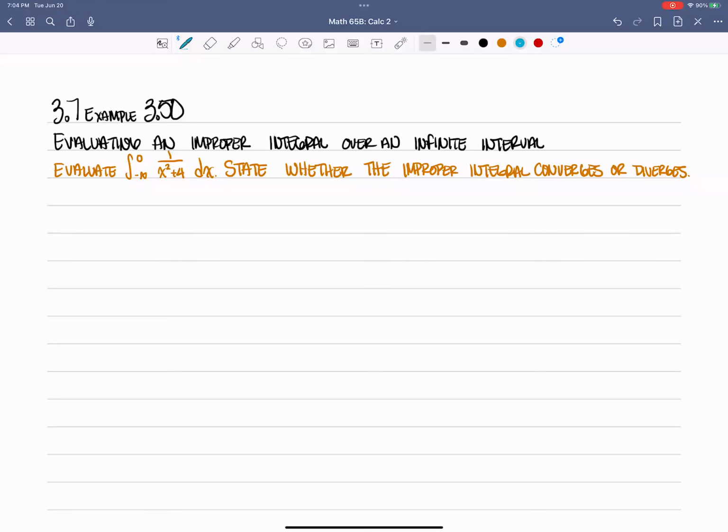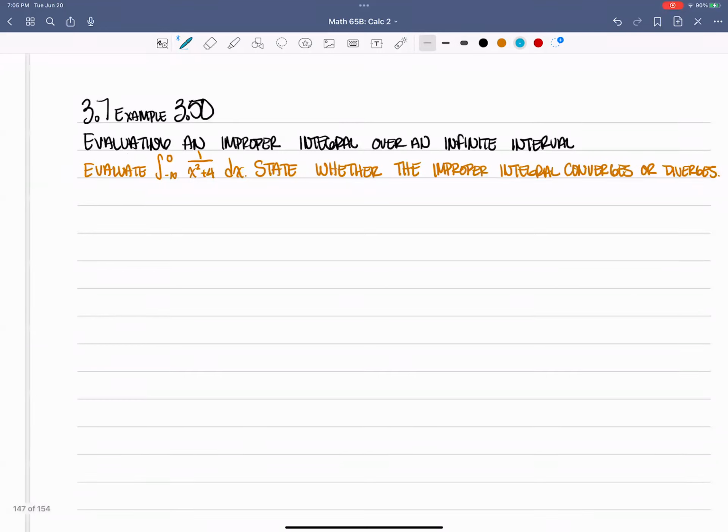Section 3.7, example 50, evaluating an improper integral over an infinite interval. Evaluate from negative infinity this time to 0, and we have this sort of function. State whether the improper integral converges or diverges. I wonder what it is.